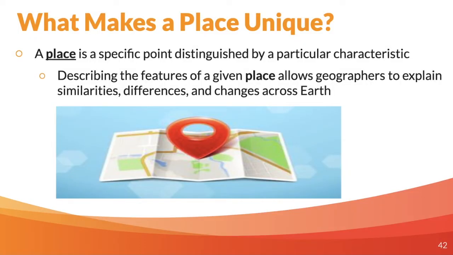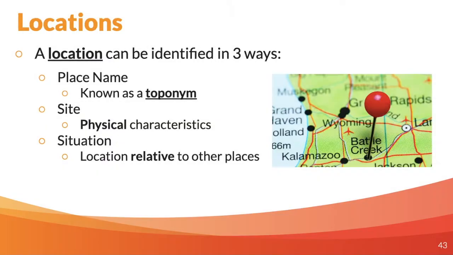So, 1.4, what can make a place unique? When we say the term place, we're talking about a specific point on a map, right? A specific place. And each place has different types of characteristics, and some are similar to other places, some are different. There could be all kinds of distinct characteristics for that one particular place that allow us to separate it from other places. So that could be broken down in a few ways.